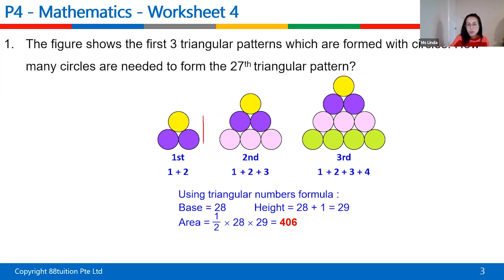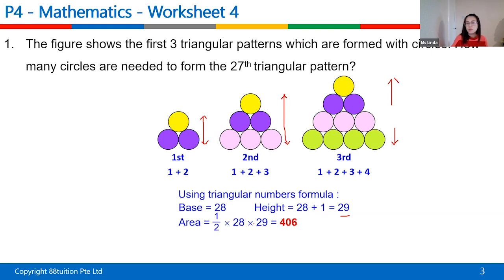If you notice your height, the first diagram is 1 and 2. So as you go on, the second diagram will be 1 and 3 rows. As you go on, this will be 1 and 4 rows. So you're at the 28 pattern, you have the height 29. So your height will be 29.